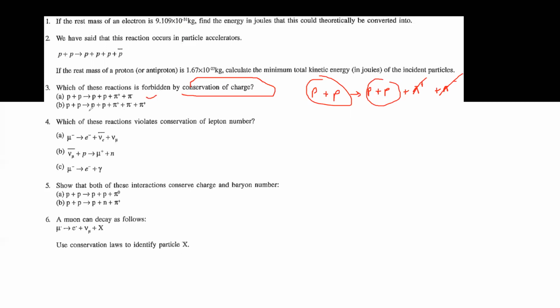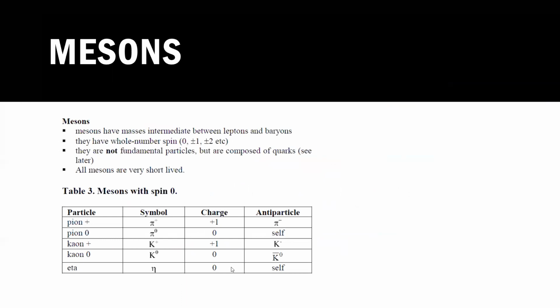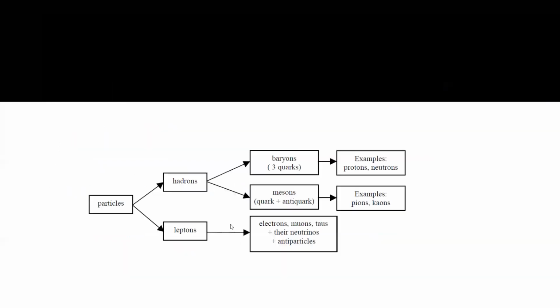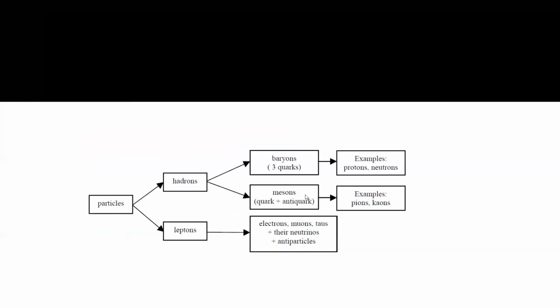But what about this one? This cannot cancel out, so there is extra positive charge on the right. So this reaction is forbidden in terms of conservation of charge. Is it clear? Yes. Because you have to remember the charges, as we discussed for the mesons. The charge of pi positive is +1 and kaon is also +1, K positive. And its antiparticles are pi negative and kaon negative.